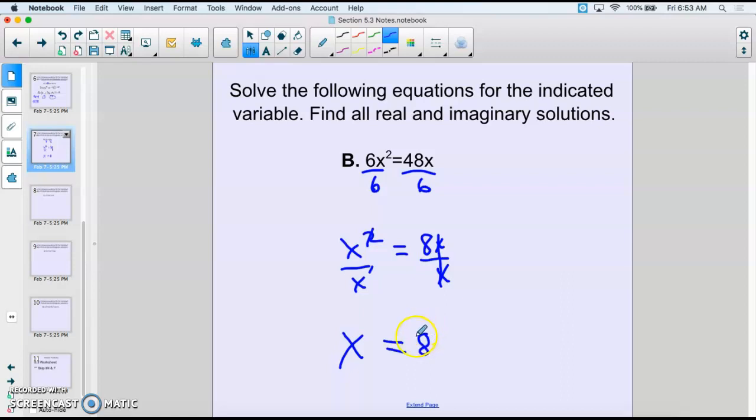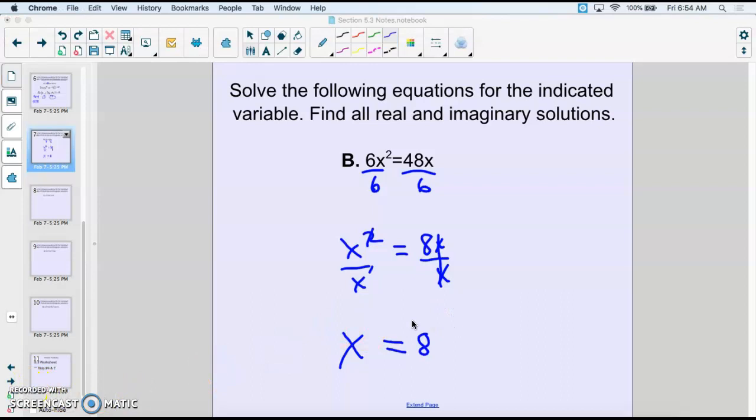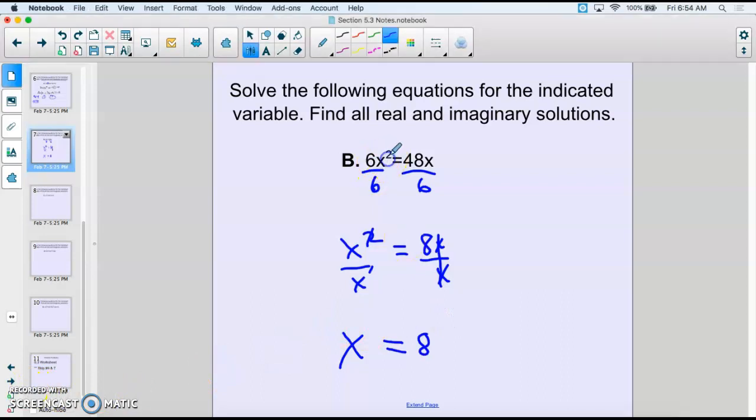Interesting. It's interesting because my highest power here is 2. So I'm supposed to have 2 roots. This is one of them. I have to go dig for the other one. And oftentimes it's 0. So let's take a look and see if 0 works. If we plug 0 in here, 0 squared is 0, times 6 is still 0. 48 times 0 is 0. So 0 is our other root.